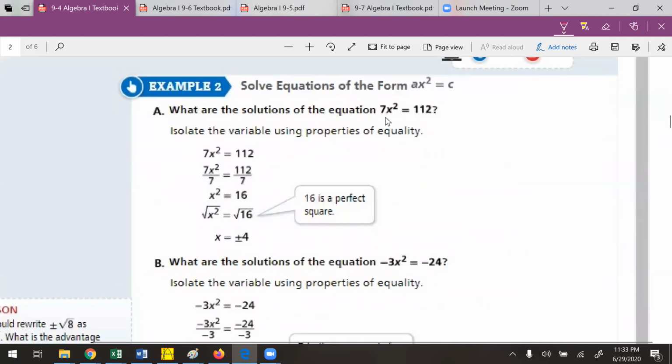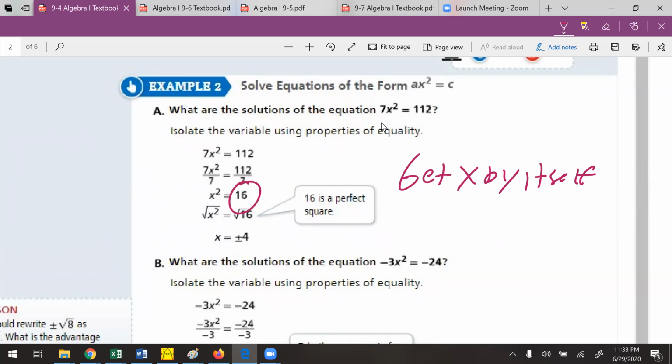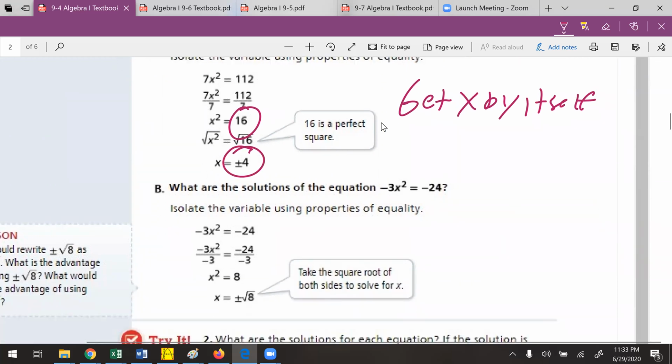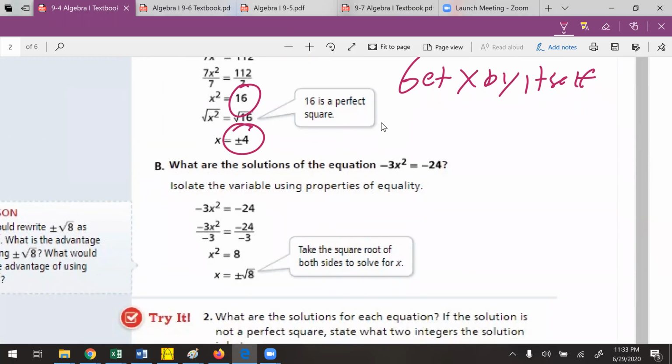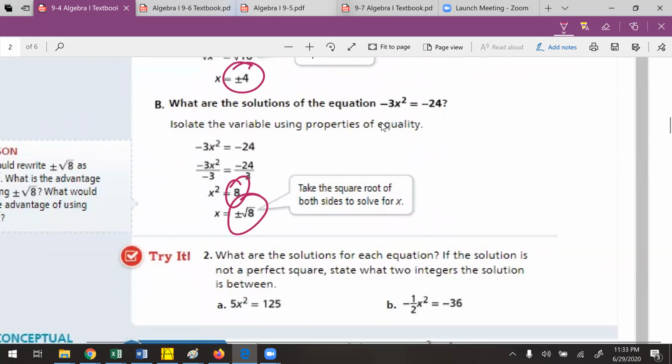What about this one? Your goal is to get x by itself. So let's get x by itself. What we're going to do is divide by 7. We get 16. Now x squared is by itself, so let's square root 16. It's positive or -4. Same thing with this one, right? We divide by -3. We get 8. That's our answer, plus or minus radical 8.